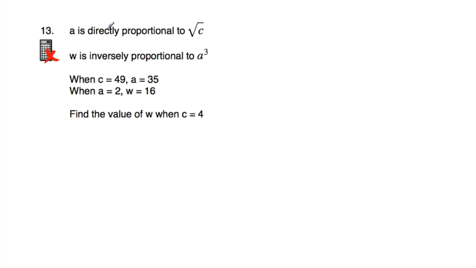Okay, so this time we've got two different relationships here. We've got that A is directly proportional to the square root of C, and we've got that W is inversely proportional to A cubed. So we've got two different relationships there. Okay, so let's start off with this one. We're told that A is directly proportional to the square root of C.